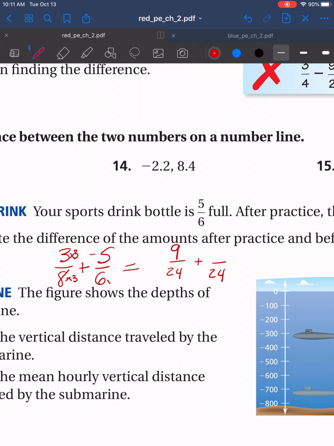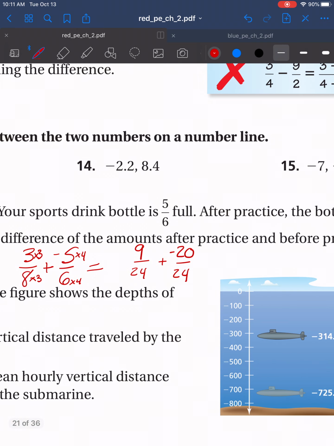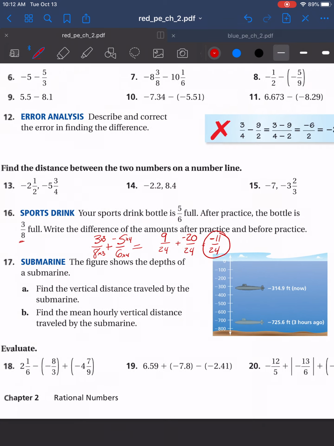To get from 6 to 24, I had to multiply this by 4, multiply this by 4. So now I'm going to have negative 20. Now, signs are different, so I subtract. 20 minus 9 equals 11. And I take the sign of the bigger number, which is negative. So my answer is negative 11/24. Can I reduce that? No. That's as simplified as it's going to get. All right, 17.